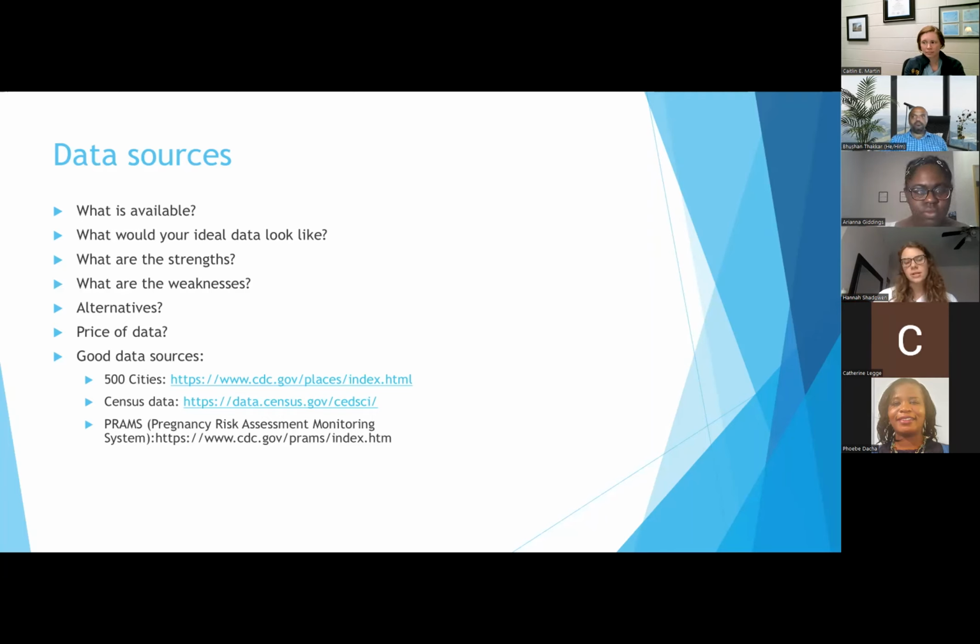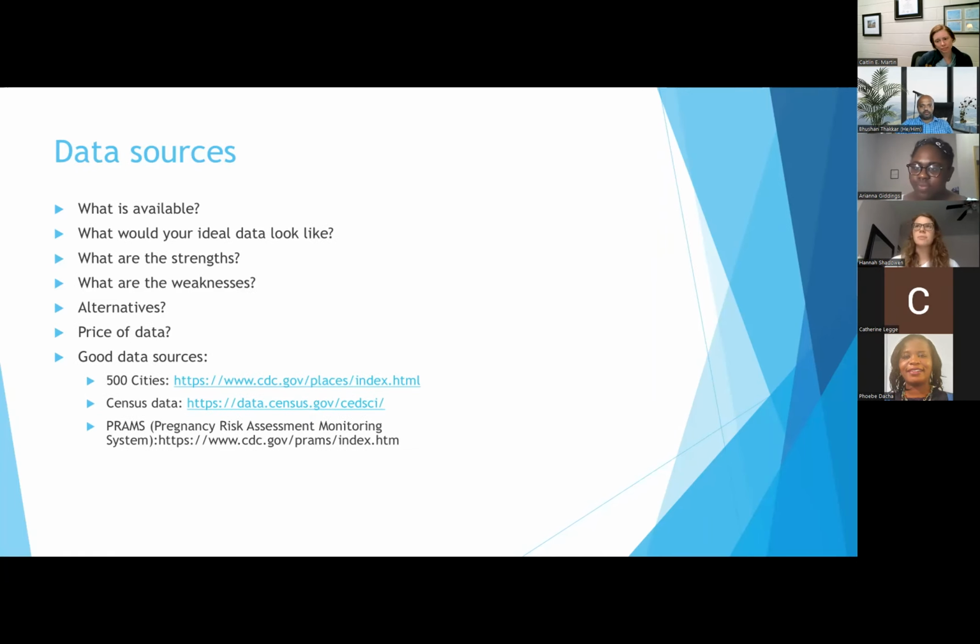And I just put some good data sources. These are all publicly available. So 500 Cities is place-specific data. So they have Richmond on there. It's the 500 biggest cities in the US. And they have data at the census tract level. So information about poverty level at census tract, employment, I think like how many people own a car. So a bunch of different things, and health outcomes. So I think they have like asthma, heart disease, a bunch of different outcomes by census tract. So that's a publicly available data source. Obviously you have the census data for population level.